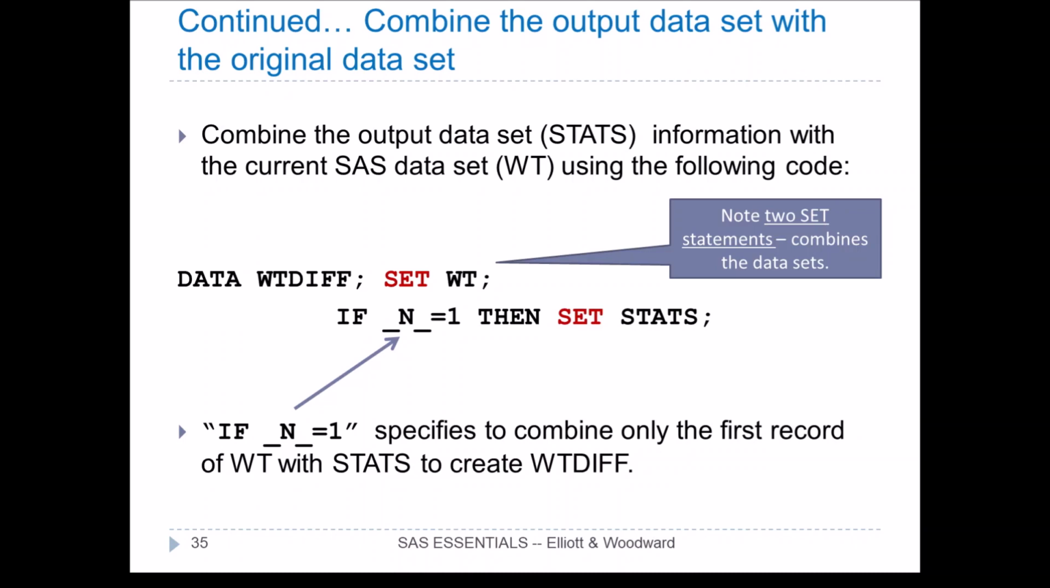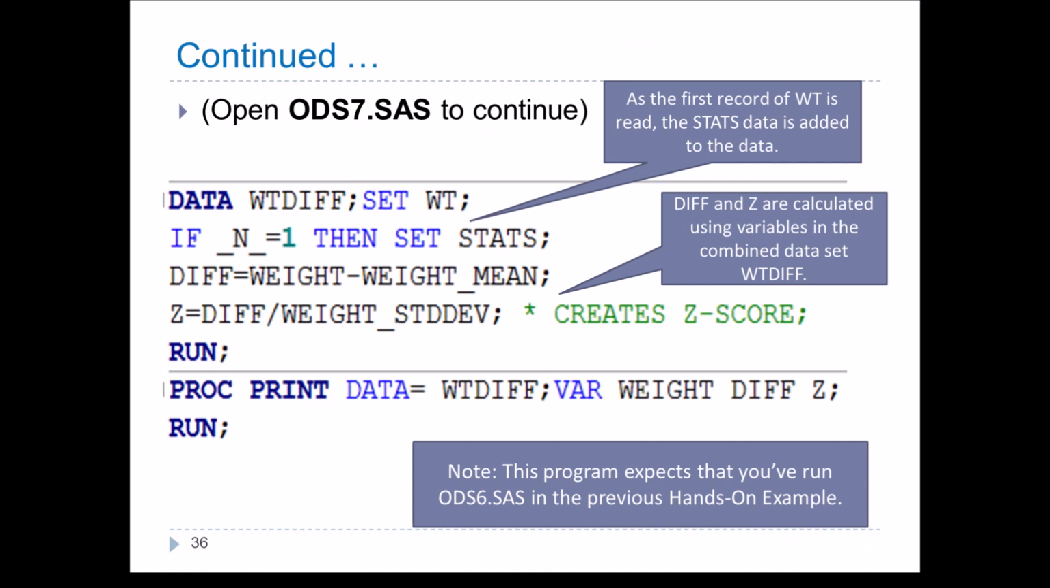So what that says is if it's the first record of the stats data set, then combine it with the original data set weight. So what I'm doing is taking both of those data sets, WT and stats, and combining them into one data set called WT diff. And here is a program that will do that. So open up ODS7.SAS, and you can see where I have created this new data set called WT diff from the two data sets. Now that I have all that data into one data set, let's do something with it.